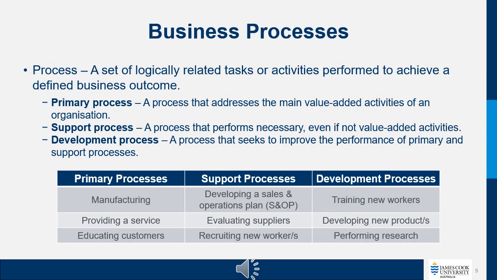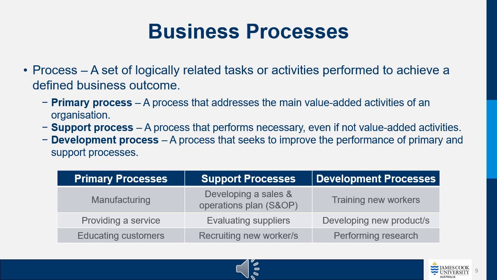So the first thing we need to cover is what a process is, or what the meaning of a process is. It's basically a set of logically related tasks or activities performed to achieve a defined business outcome. We have different processes like primary processes, supporting processes, and development processes. A primary process addresses the main value-added activities of an organization. A support process performs necessary activities, even if they are not value-added, and a development process seeks to improve the performance of the primary and support processes.